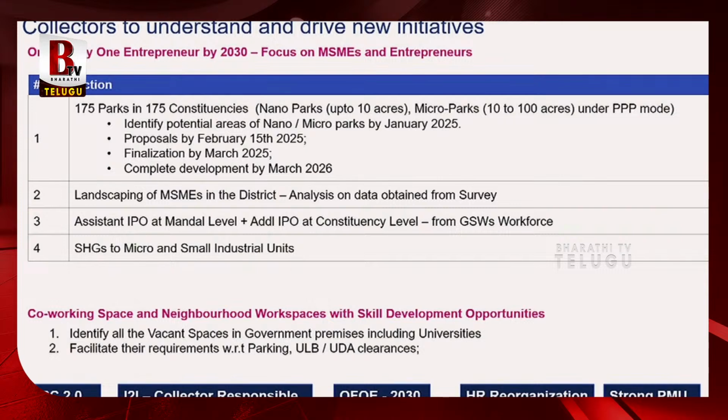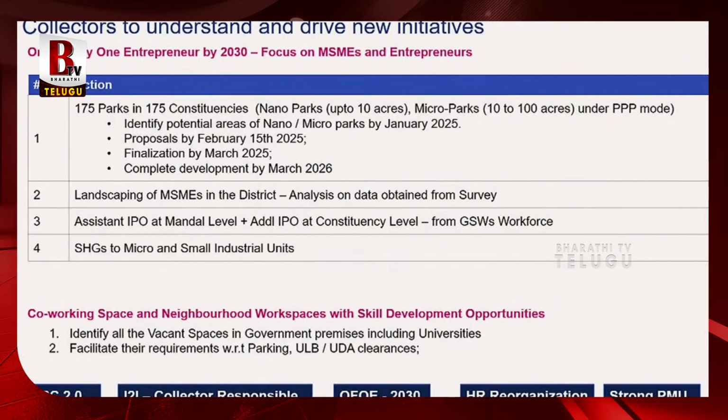We are telling you, once the guidelines are released by this month end, you identify some potential areas by January. We will derive proposals online, so that in the next 2 years, that is by March 2026, we will have at least 1 park in 1 constituency. It is a new park which you have to do.